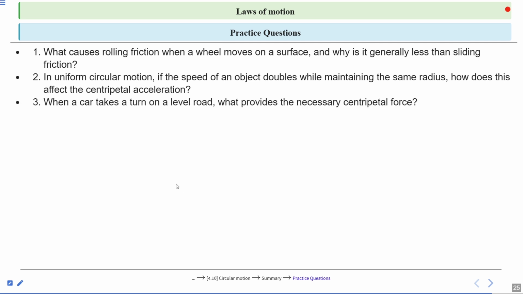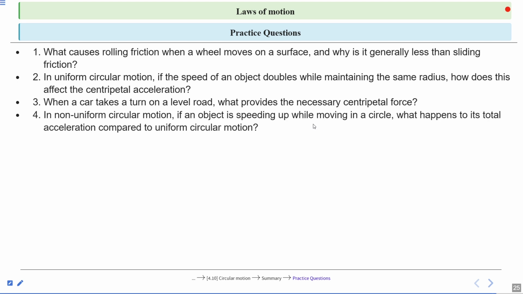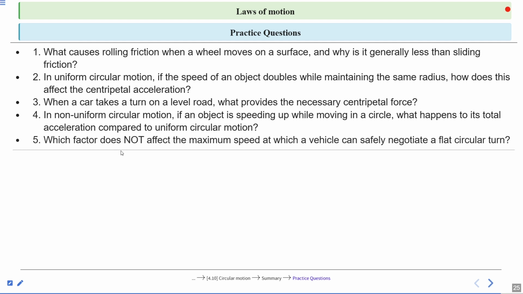Third question, when a car takes a turn on a level road, which force provides the necessary centripetal force? Fourth, in a non-uniform circular motion, if an object is speeding up while moving in a circle, what happens to its total acceleration compared to uniform circular motion? And last, which factor does not affect the maximum speed at which a vehicle can safely negotiate a flat circular turn? So this is homework for you.